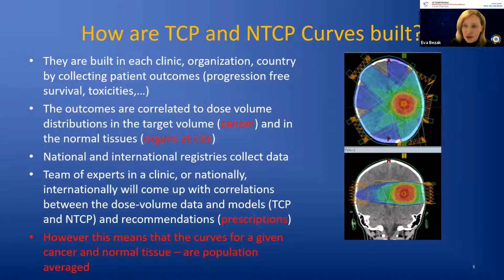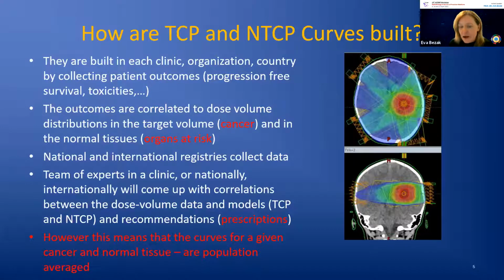Sometimes the population of data is not enough. So really we should be collecting this data nationally and internationally within registries. Then you have a team of experts within a clinic that will come up with these correlations between dose volume distributions and your radiobiological tumor control and normal tissue complication probability models. And then they can give you recommendations on prescriptions.